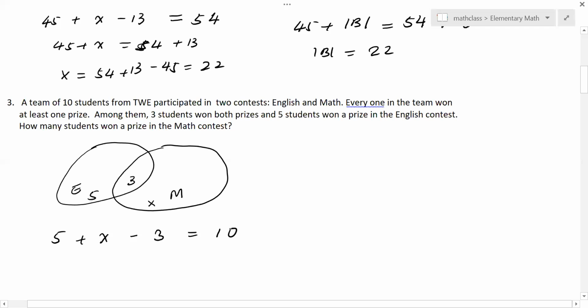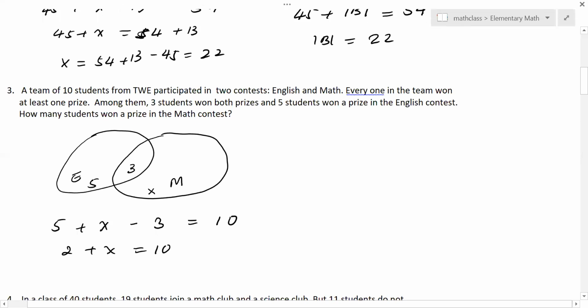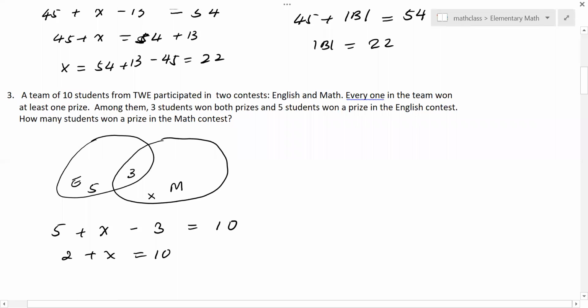Okay, and from here it's simple. 5 minus 3 is 2. 2 plus x equals 10, and this is a simple equation. In the basic math class, we're going to learn more complicated equations. Then you subtract 2 from both sides, so you get 8.